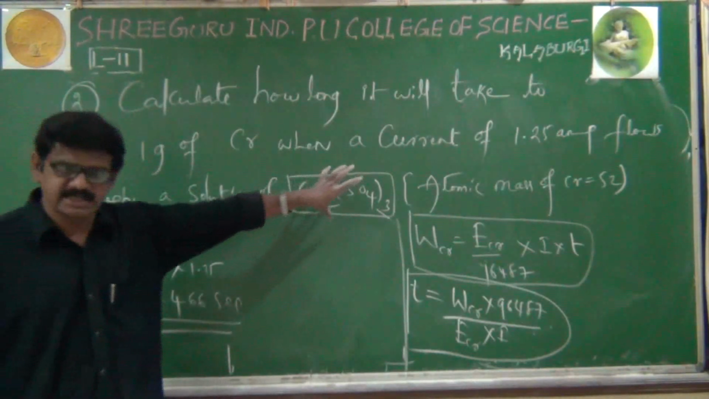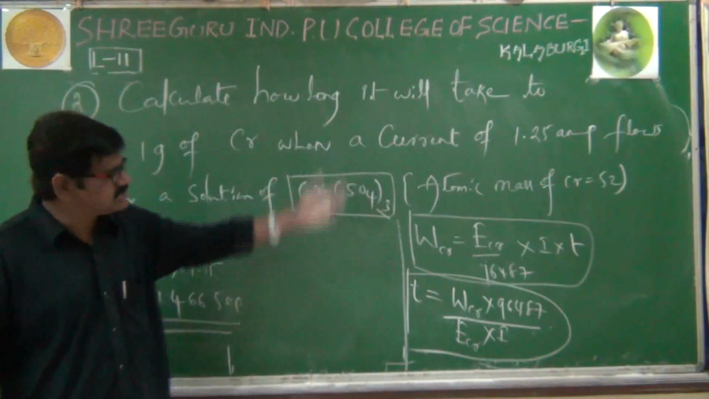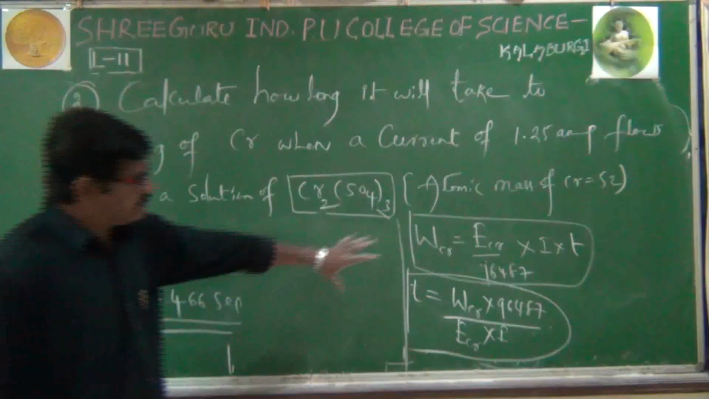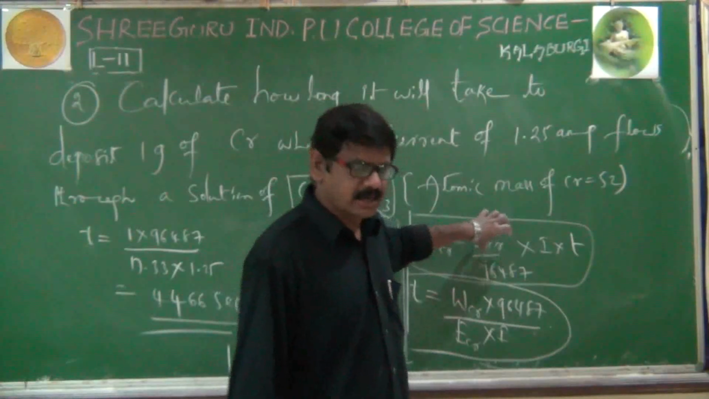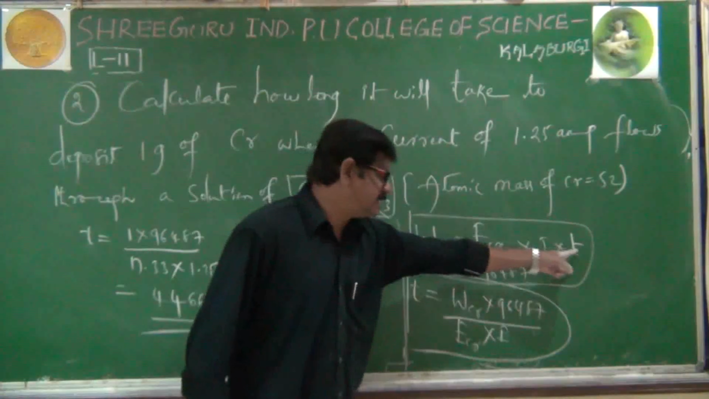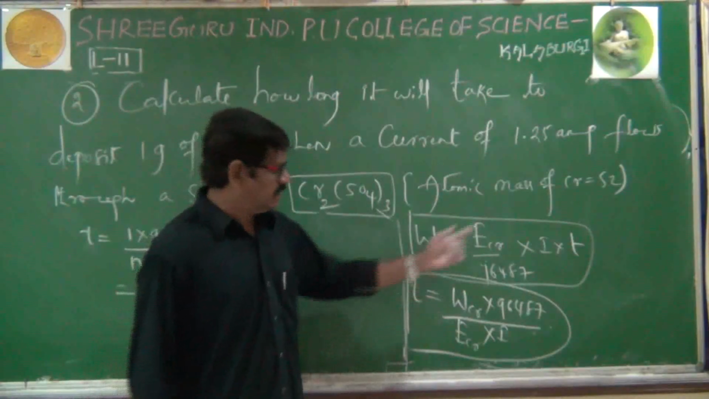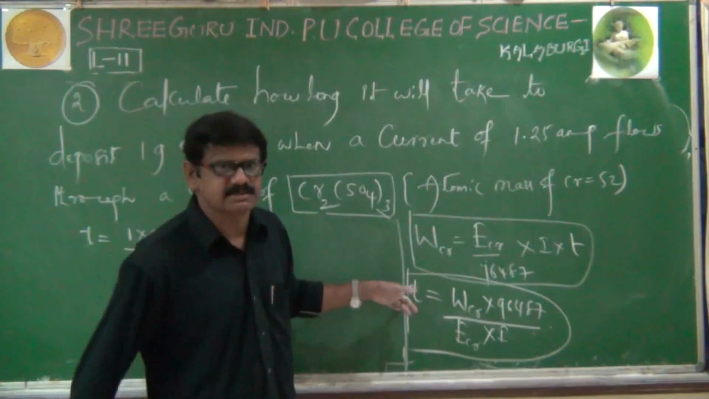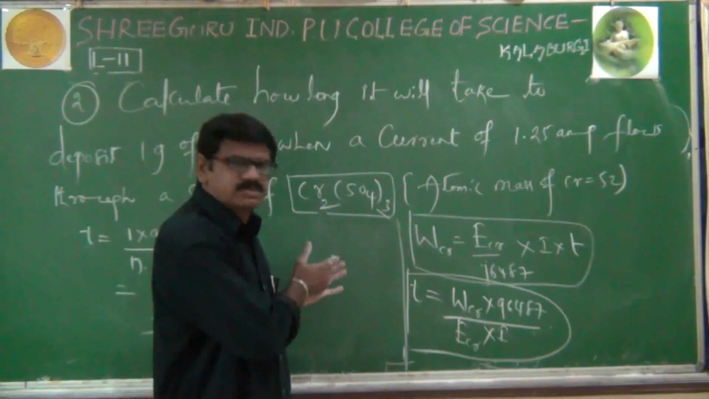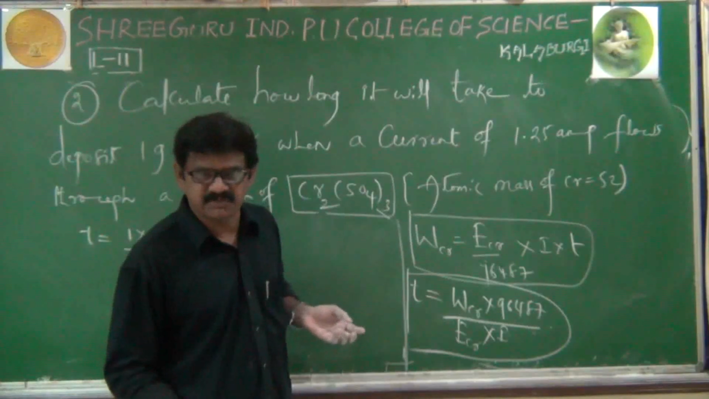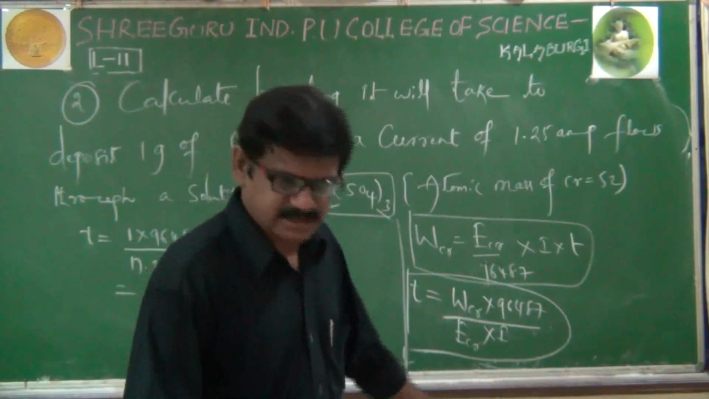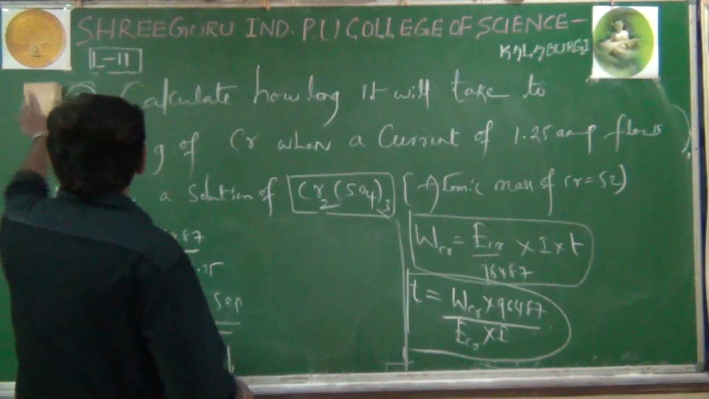Here the electrolyte is chromium sulfate. First we write our main formula as it is, and then, since T is what is asked, we have to bring it to the LHS. Whatever is asked, we just bring to the LHS and substitute the remaining values, and you will get the answer. That's it. Next, we'll go to the third question.